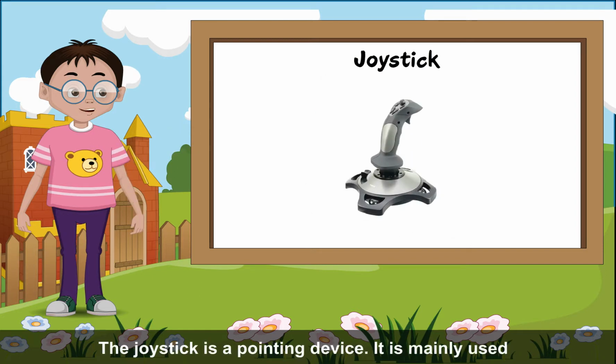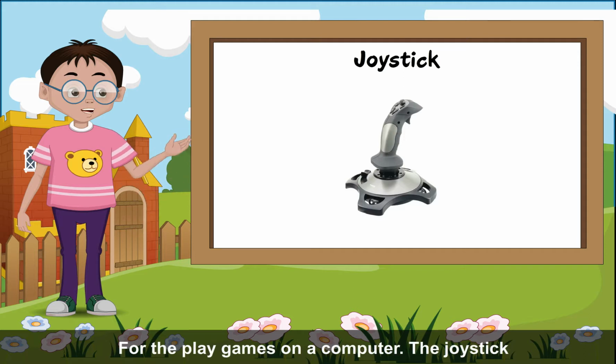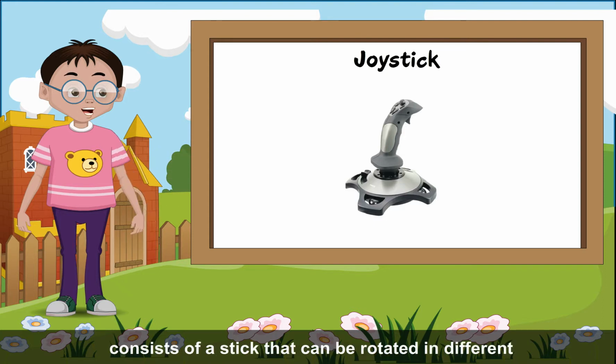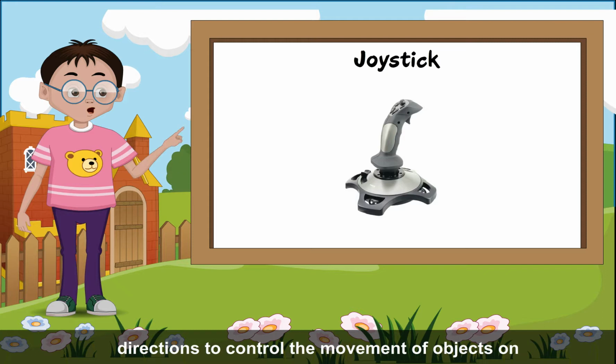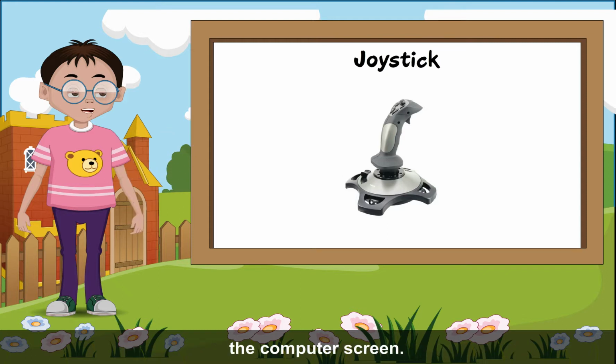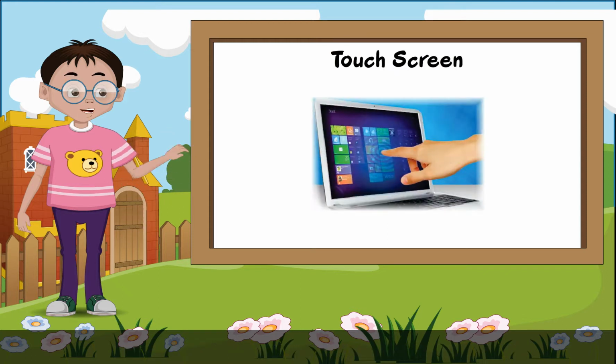Joystick. The joystick is a pointing device. It is mainly used for playing games on a computer. The joystick consists of a stick that can be rotated in different directions to control the movement of objects on the computer screen.